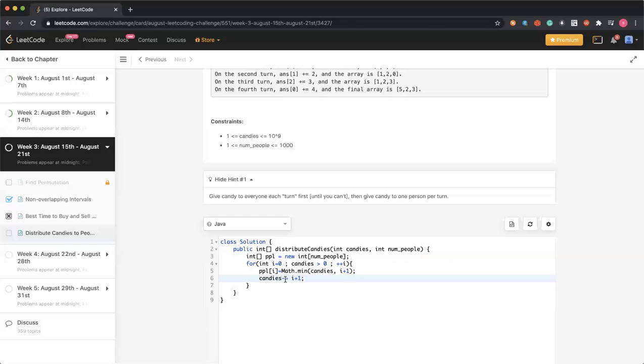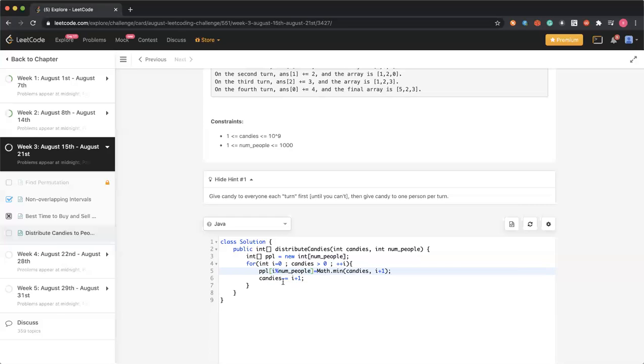Eventually i will keep on increasing. This will cause an index out of bound exception, so we have to handle it. Yes, we will handle it, and eventually we'll be subtracting the number of candies at each iteration. The first person got one, so we'll subtract that many candies. So if you remember, what will happen when the array is i modulo num underscore people.